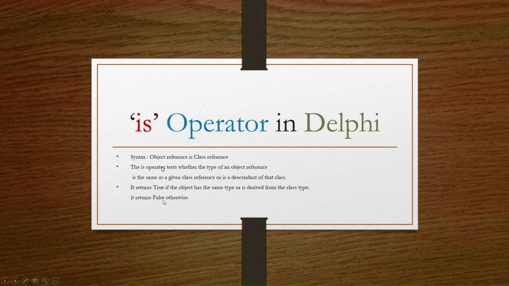So how do we write the syntax? Object reference is followed by is and the class, so this object is of this particular class type. The is operator tests whether the type of the object reference is the same as the given class reference or a descendant of the class, so it will check the class and its descendants, the child classes. It returns true if the object has the same type or is derived from the class type. It returns false otherwise.